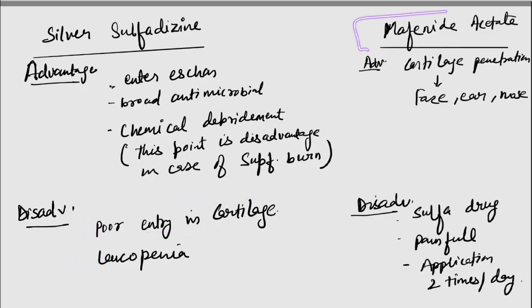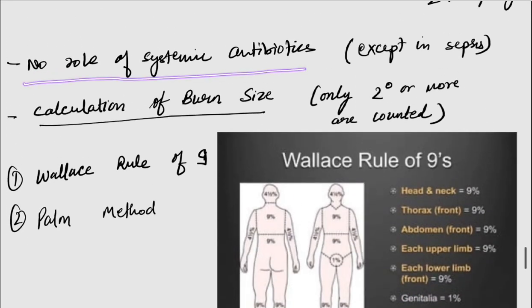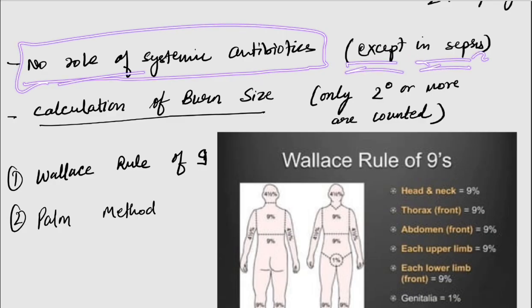The disadvantages of silver sulfadiazine are that it has very poor entry in cartilage and it causes leukopenia. Coming to mafenide acetate, it has the advantage that cartilage penetration is very good, therefore it is frequently used in case of face, ear and nose. The disadvantage is that it is a sulfa drug, therefore there are chances of hypersensitivity reactions, and moreover mafenide has a painful application and it has to be applied twice daily. There is no role of systemic antibiotics in burn patients except when there is sepsis.